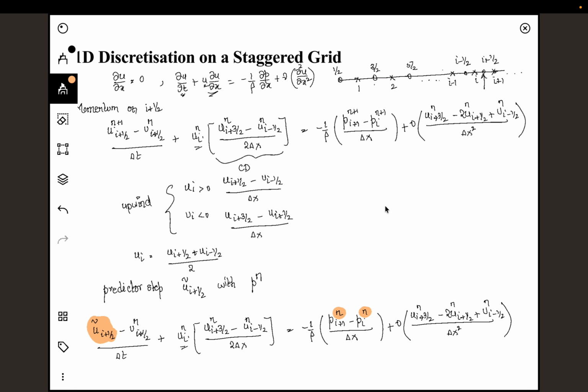So this is the first equation where all the values are known to us. At the previous time step we know the pressure and velocity, so we can substitute that into this equation and estimate the value of velocity, which is the predictor step.